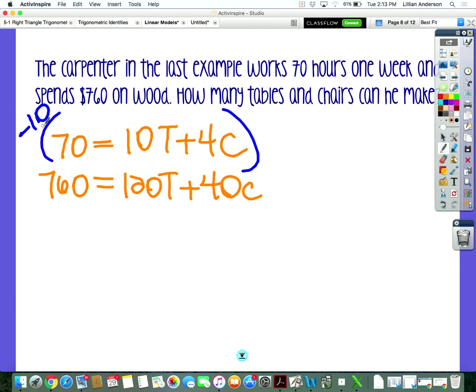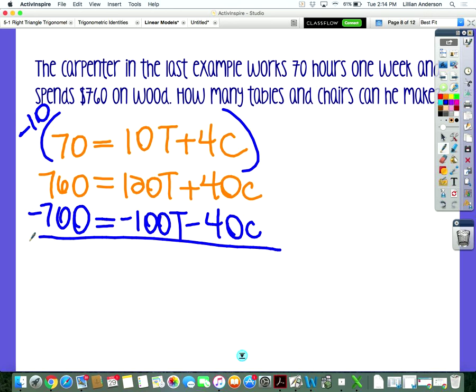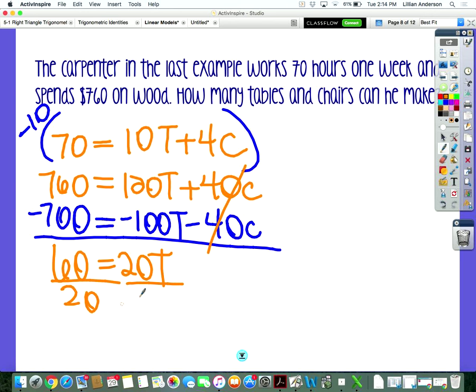So what's -10 times 70? -700. And -10 times 10t? So it turns into -100t, and -10 times 4c? -40c. And so when we add those two, the c terms cancel out. What's 760 minus 700? It's 60. And what's 120t minus 100t? 20t. How do I solve for t? And what's 60 divided by 20?